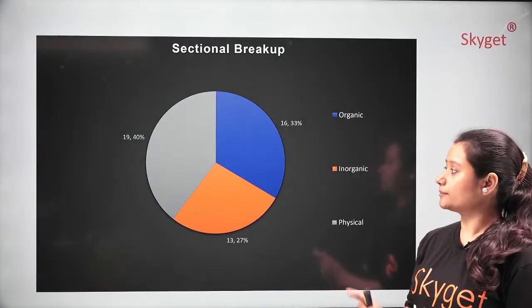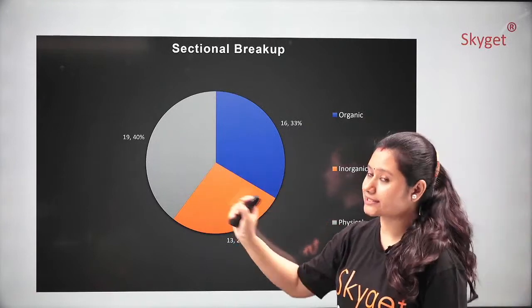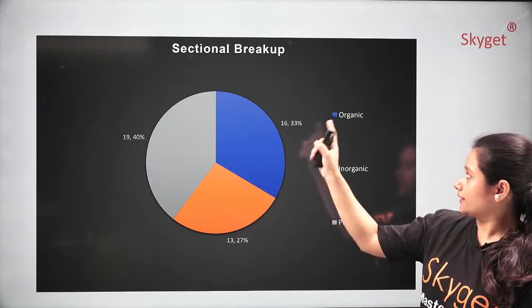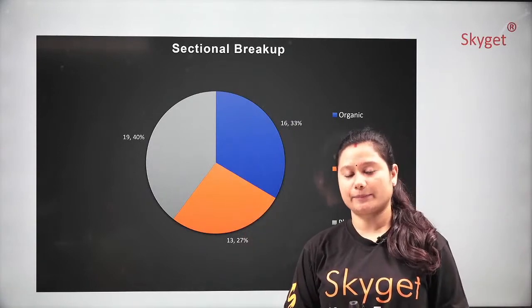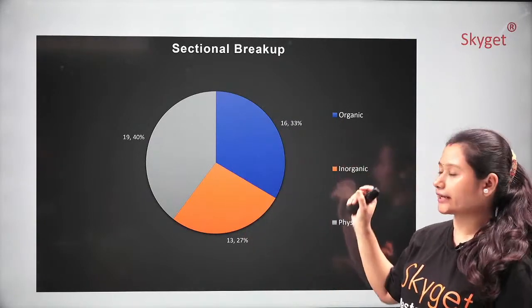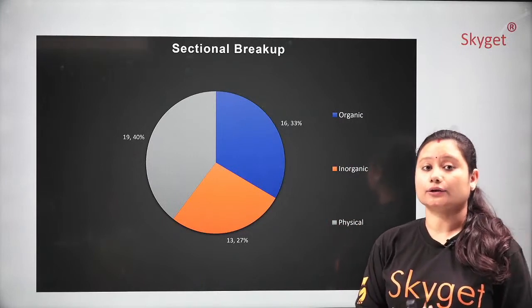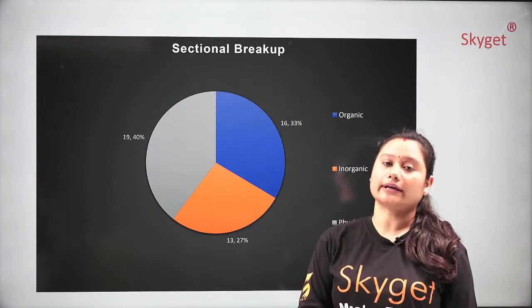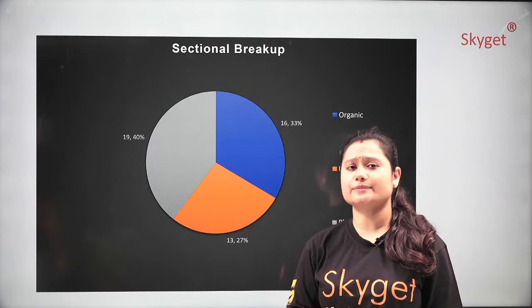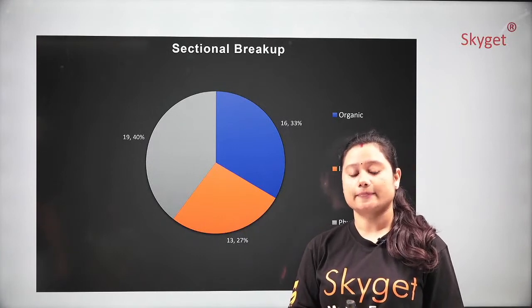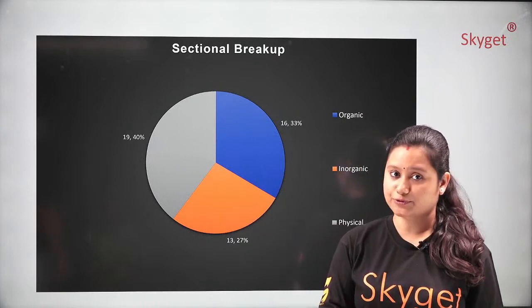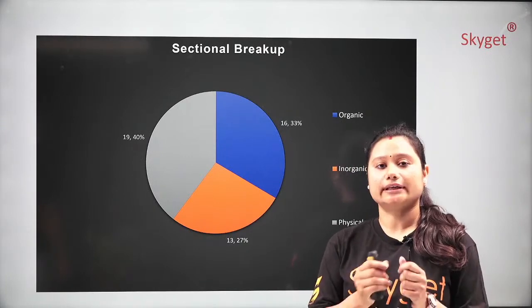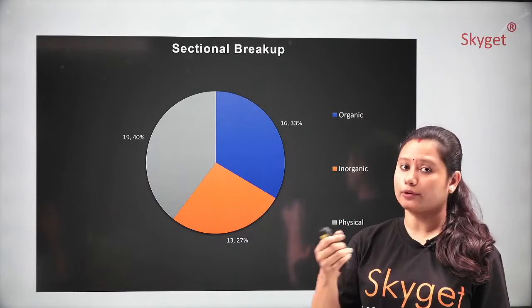What you will observe is that this time they are asking more questions from the physical part. Although I agree that the weightage of the physical part is more in comparison to organic and inorganic, don't ignore the organic and inorganic parts. Why am I saying this to you? It's because the questions they have asked from organic and inorganic are conceptual and take little time. So in less time you will score more marks.